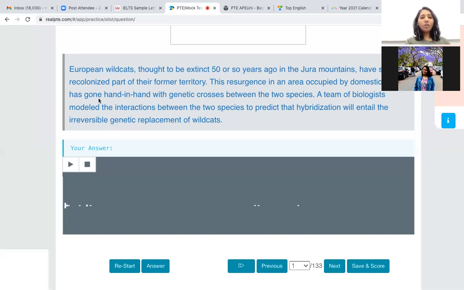European wildcats, thought to be extinct 50 or so years ago in the Jura Mountains, have since recolonized part of their former territory. This something in an area occupied by domestic cats has gone hand in hand with genetic crosses between the two species. A team of biologists modeled the interactions between the two species to predict that something will entail the something genetic replacement of wildcats.